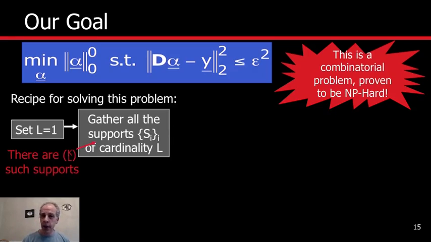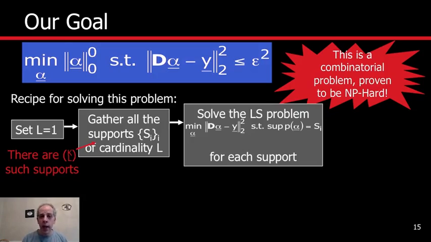Now, how many possibilities do we have? We have already seen that. We have L chosen out of K. In the case of L equal 1, we have K possibilities. When we iterate this, with L equal 2, we have on the order of K squared possibilities. And as L increases, we're going to have more and more possibilities. But for now, we have all the possible supports.